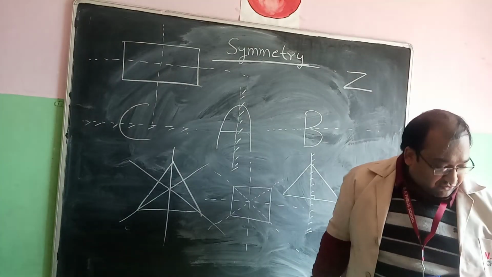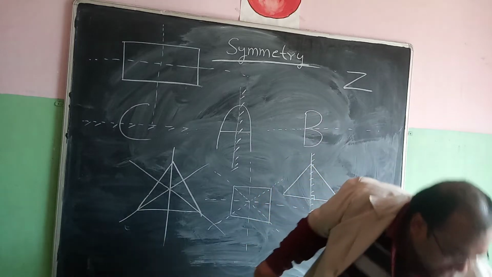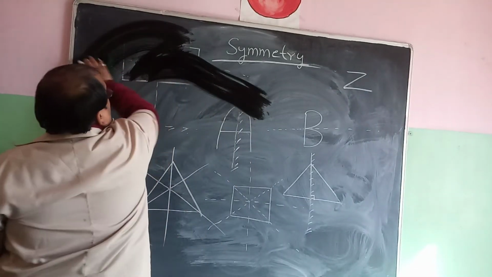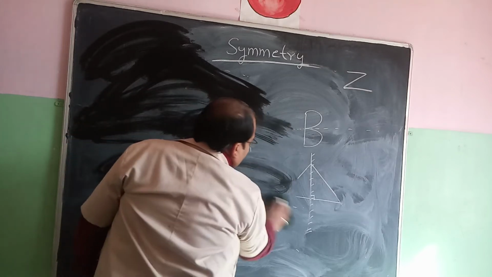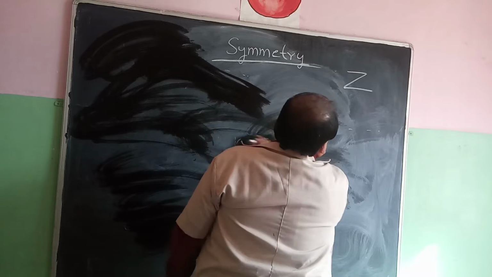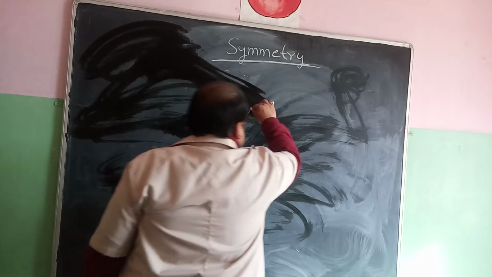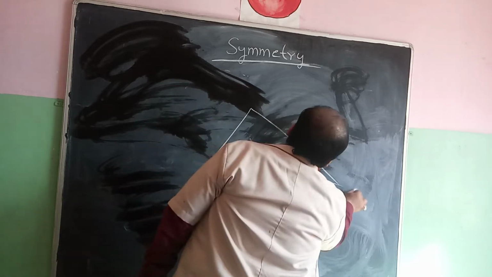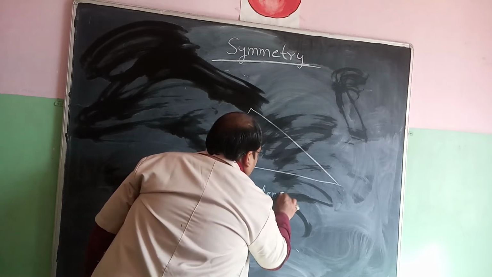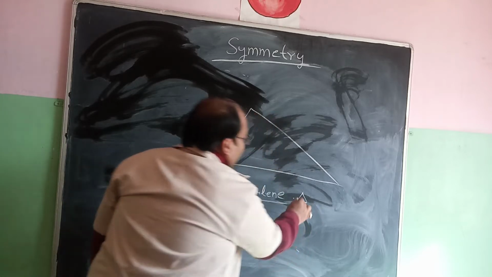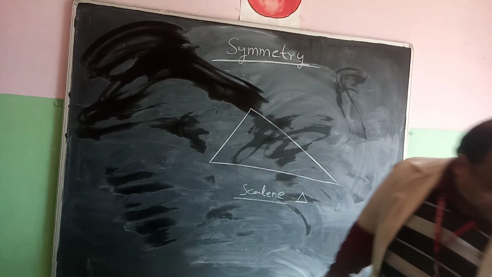Exercise 13.1, first question. The number of lines of symmetry in a scalene triangle. Do you know a scalene triangle? In a scalene triangle, all the three sides are different. So we will say that a scalene triangle has no line of symmetry. So the answer of this first question is 0.